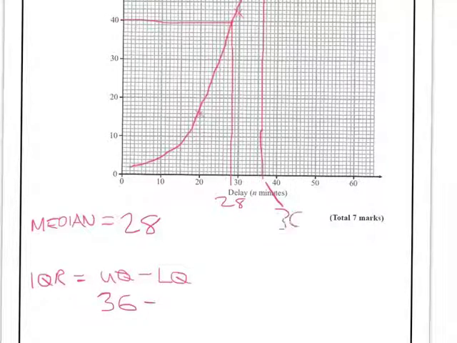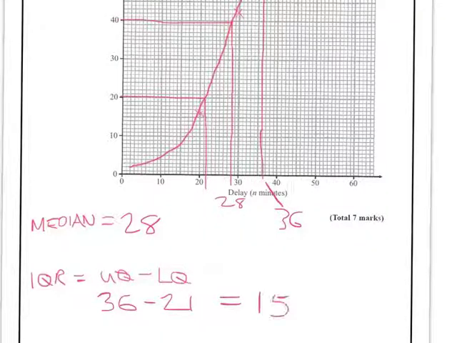There, 36, and then you need to take away the lower quartile. The lower quartile is a quarter of the way up, which is halfway between 0 and the median. So we do the same thing. That's at 20, halfway between 0 and 40, and then when we hit the line we come down, and that gives us 21. So if we take away 21 from 36, we'll end up with 15.